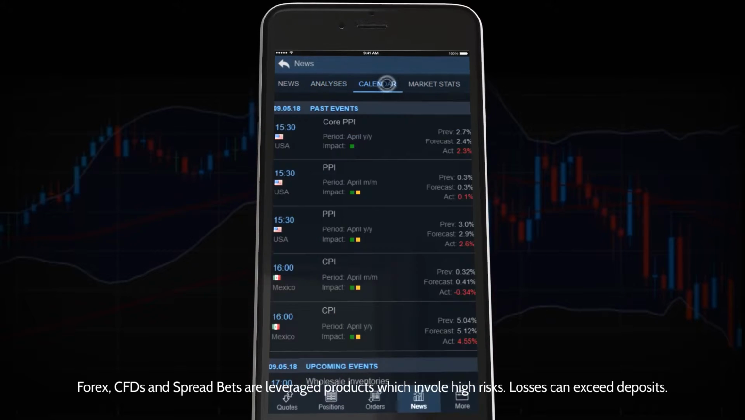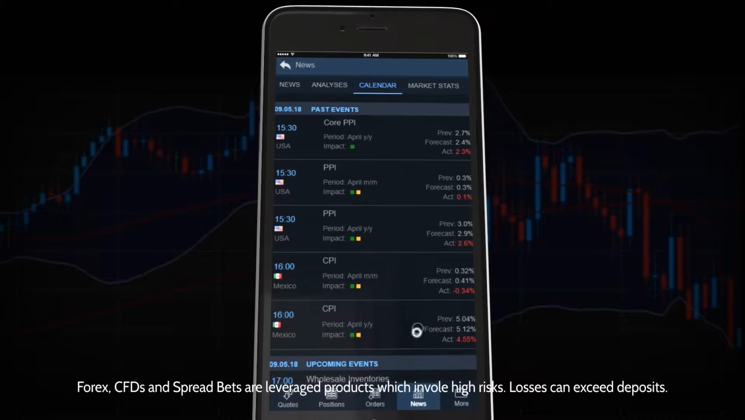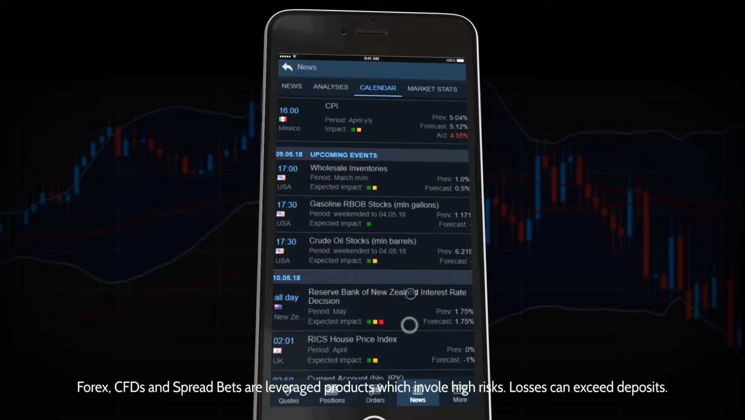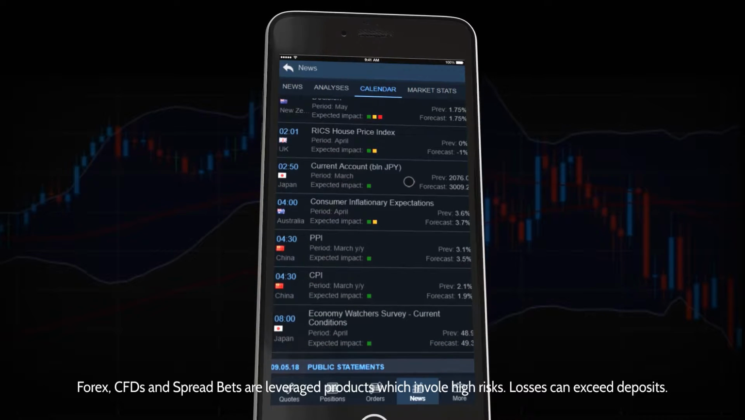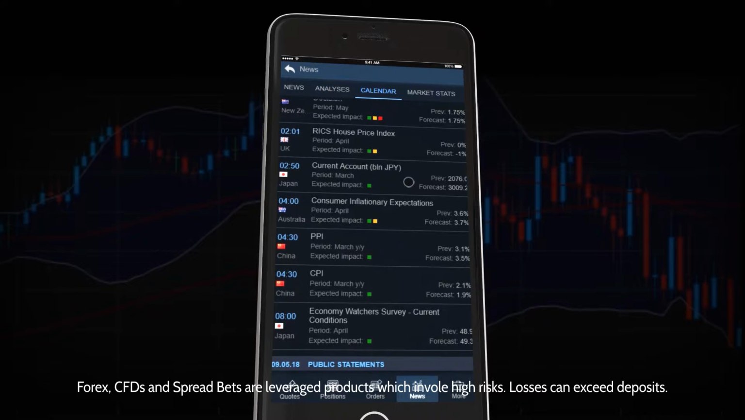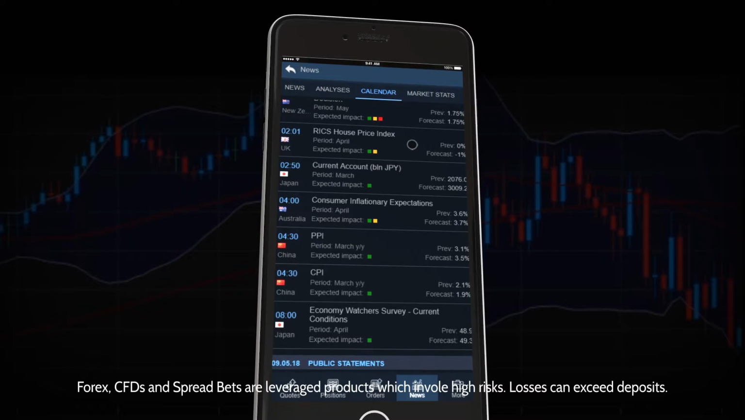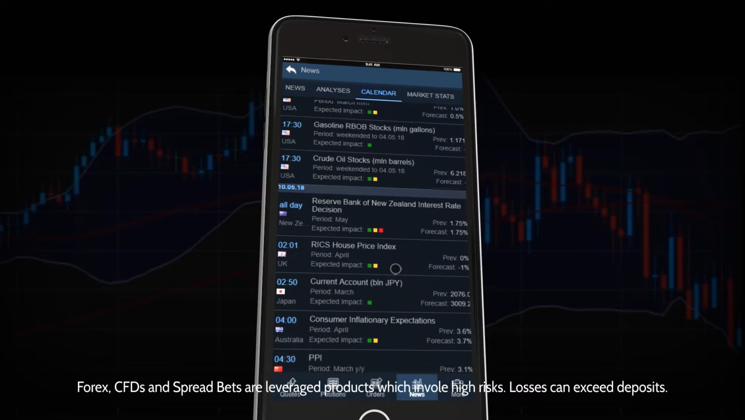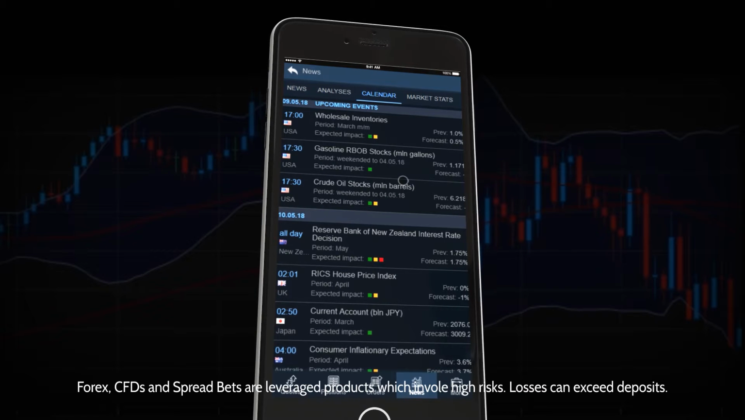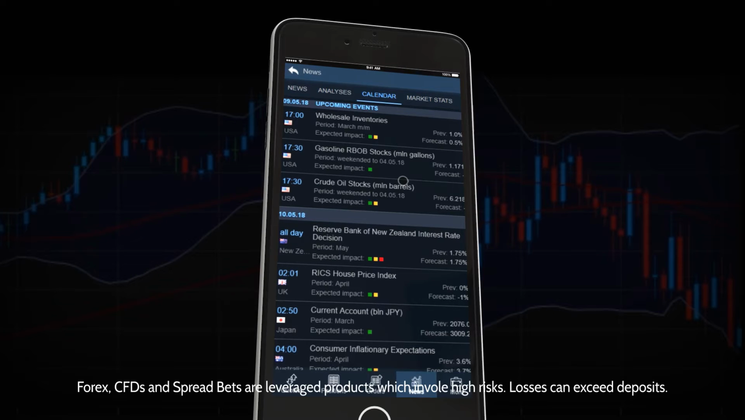Tapping on Calendar opens the Economic Calendar, where you can find a schedule of key global economic events coming in the next 5 days. You can view a detailed description of each economic event and how it may affect the relevant markets. The Economic Calendar is a vital tool for traders, which enables you to understand the impact of key market-moving events so you can better plan your trading strategies.